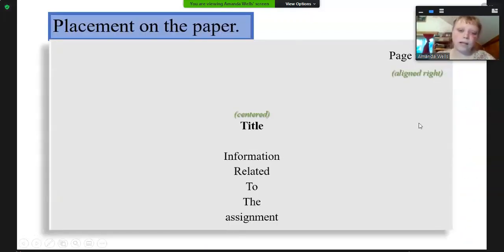And this is what it will look like on the paper. You'll notice that the page number is put up in a header, but the title is not centered in the paper, but it's not at the top either. It's somewhere midway between the top of the paper and the middle of the paper, which is roughly here.